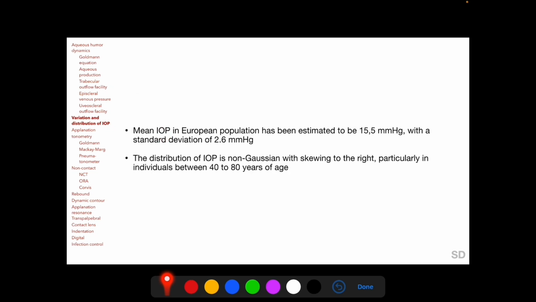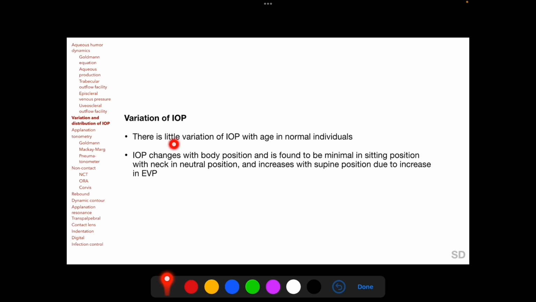Mean IOP in the European population has been estimated to be 15.5 mm of mercury with a standard deviation of 2.6 mm of mercury, and the population distribution of intraocular pressure in individuals between 40 to 80 years of age is found to be non-Gaussian with skewing to the right. That means more individuals are towards the higher side of the mean than individuals towards the lower side of the mean. There is little variation of intraocular pressure with age in normal individuals, and this is because both aqueous humor production and trabecular and uveoscleral outflow facilities decrease with age.